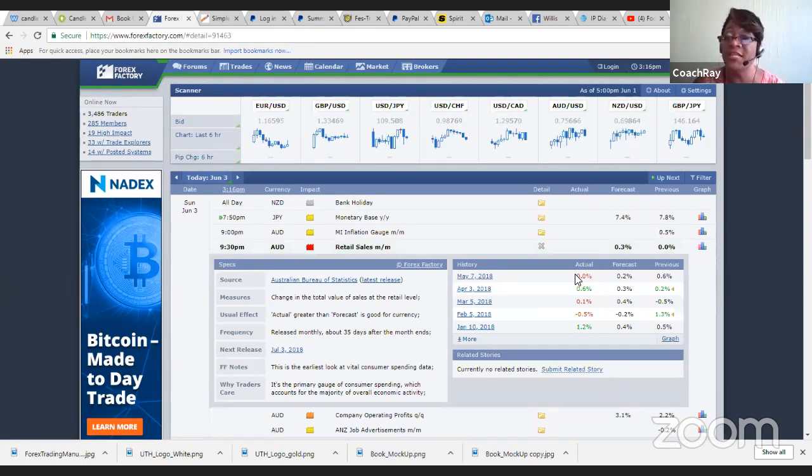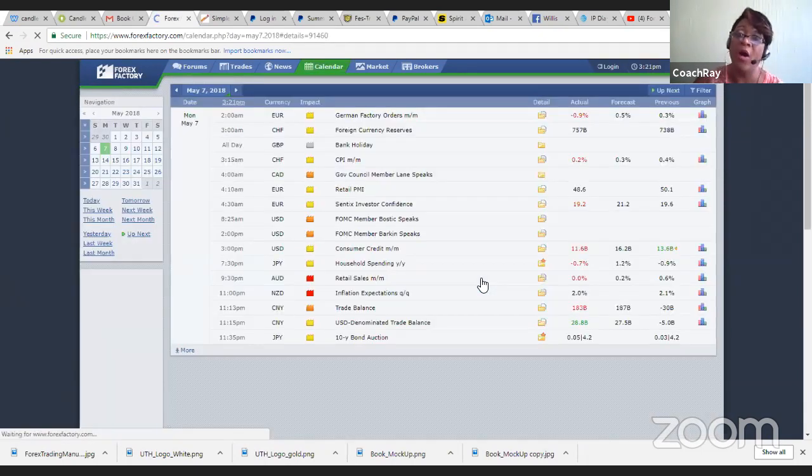Let's go and look and see what happened back in May. On May the 7th, what I would do is go back and look at the chart for that particular time frame. Let's go back and look at the chart and see when it was coming out. And then what we can do is pay attention to how the rate was affected. Okay, and this is what I do when I'm conducting the analysis.